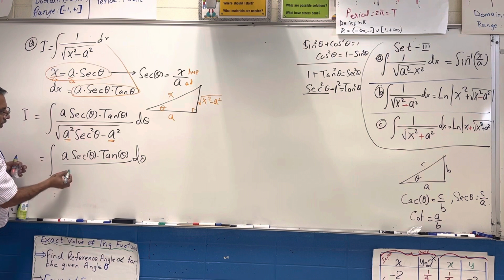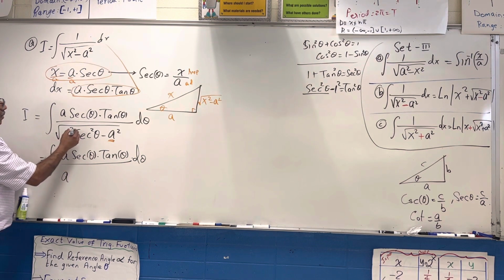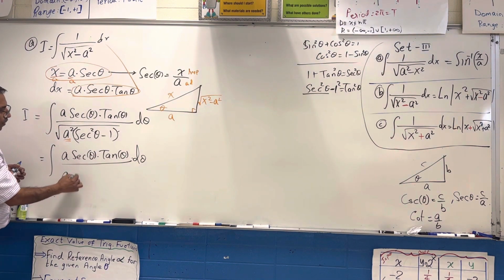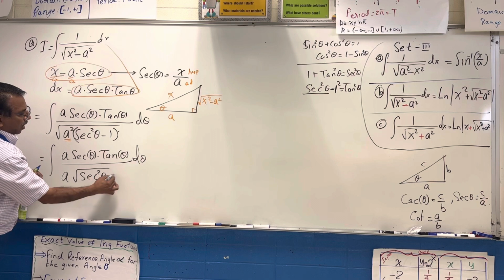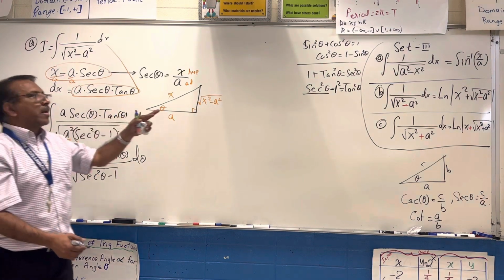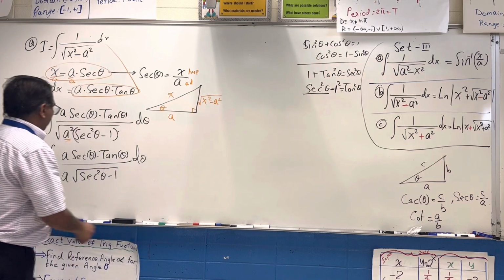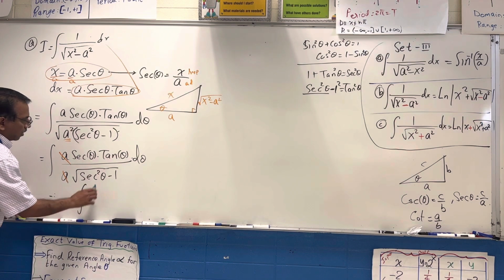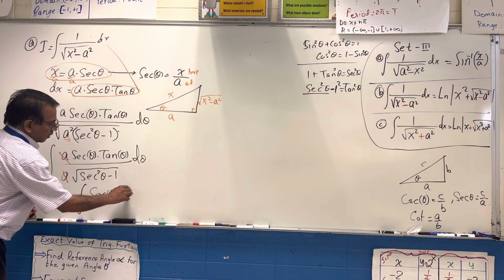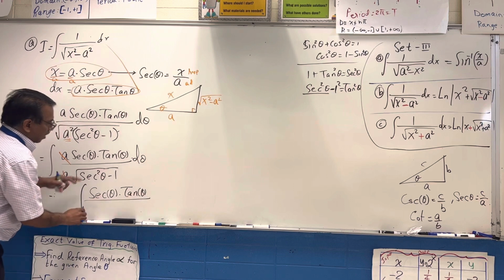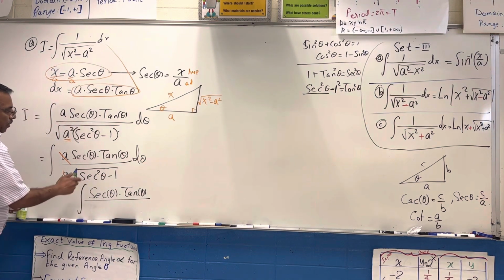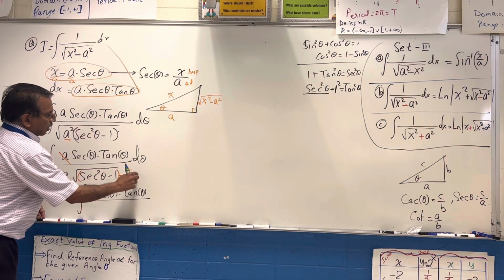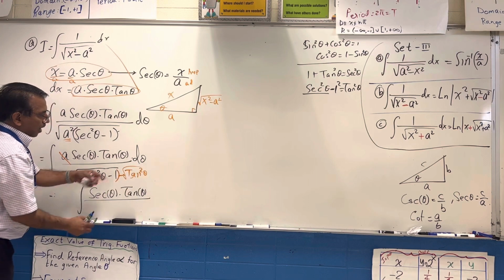So this a squared will be taken outside, pulled out. This will be 1 here. And square root of a squared is a, and this is secant squared theta minus 1. But secant squared theta minus 1 is tan squared theta. So you can cross out this a, we get integral of, and this will be tan squared theta, but because of the radical sign, it will be just tan theta.